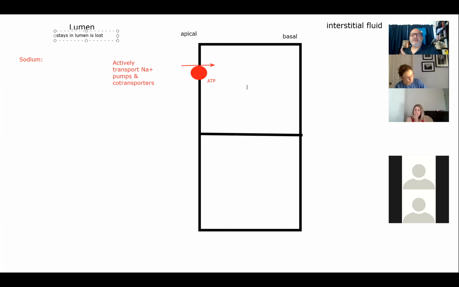Then when we got to the basal surface, we didn't really care about how it got out of the cell on the basal side. We could just let that happen passively and not waste any energy on it. But that's not going to be the case here with sodium. With sodium on the basal surface, we are also going to use ATP, active transport, on the basal surface.